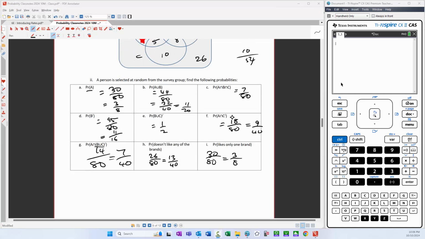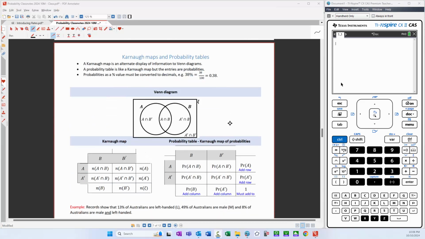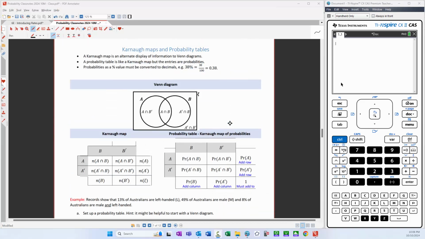All right, so now on to Karnaugh maps, they call them, probability tables. Doesn't really matter what it's called, I suppose. What matters is what information it shows us. So you can use a Venn diagram, or often you can use a Karnaugh map or a probability table. And a lot of the Year 12 problems are actually solved with these probability tables, so you'll find them really, really handy. So what do they show?